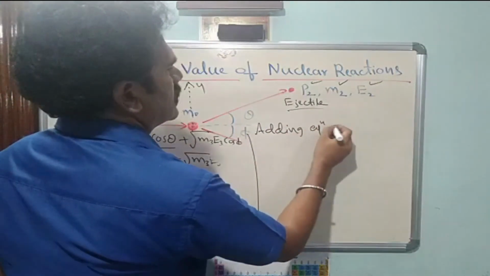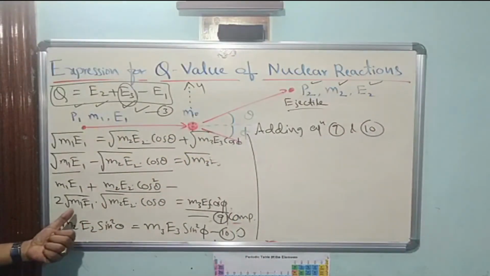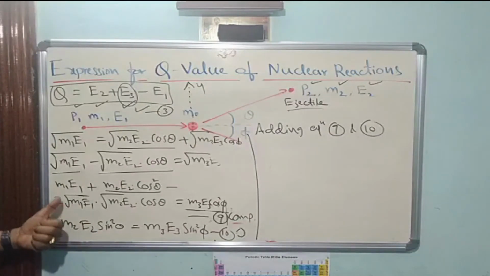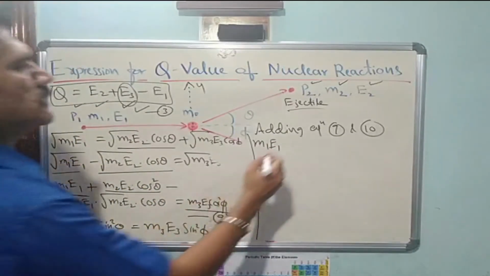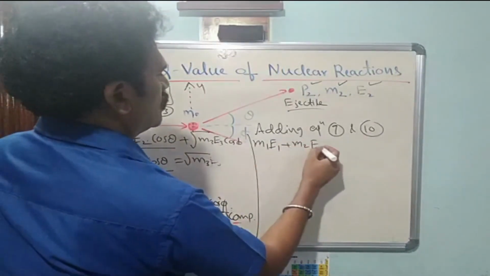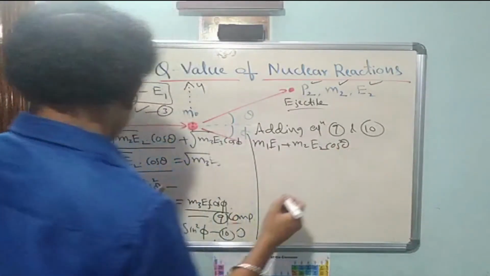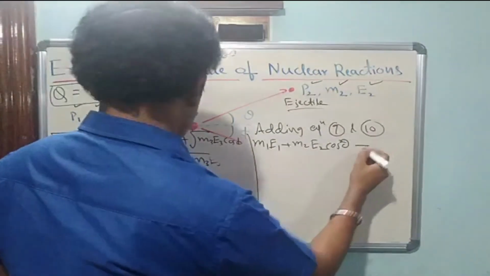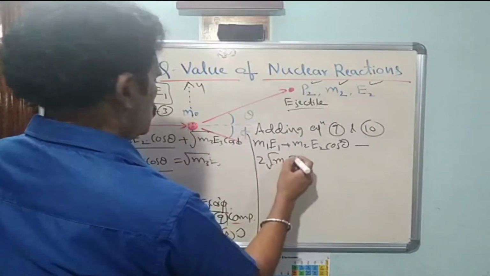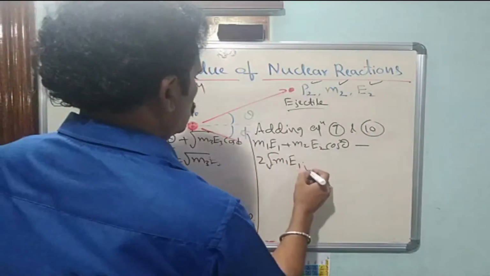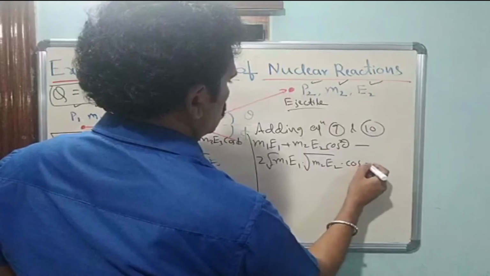Adding equations 9 and 10. Okay, now look at equations 9 and 10. So here we have m1 e1 plus m2 e2 cos square theta, then minus 2 square root of m1 e1 into square root of m2 e2 into cos theta.